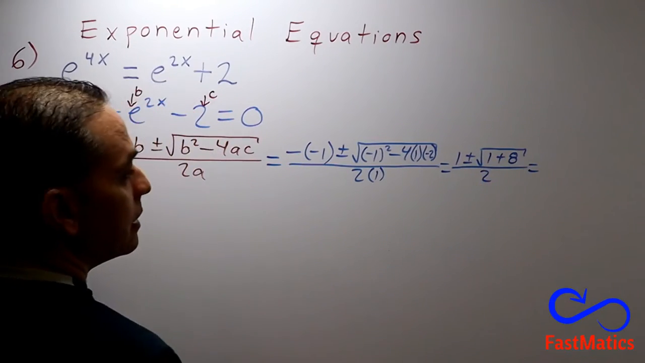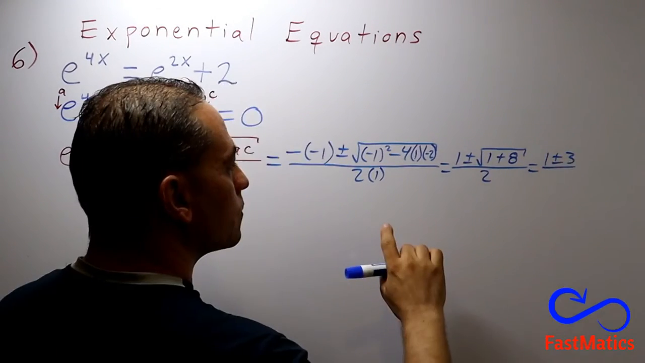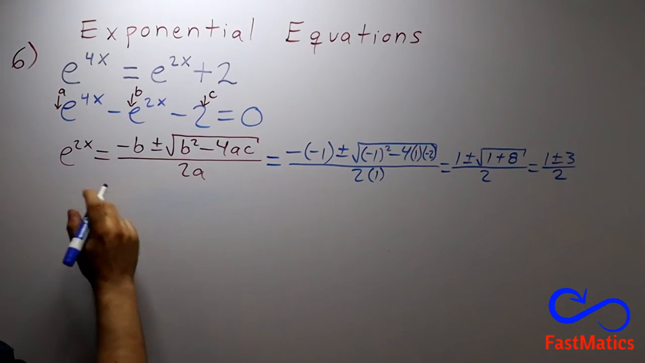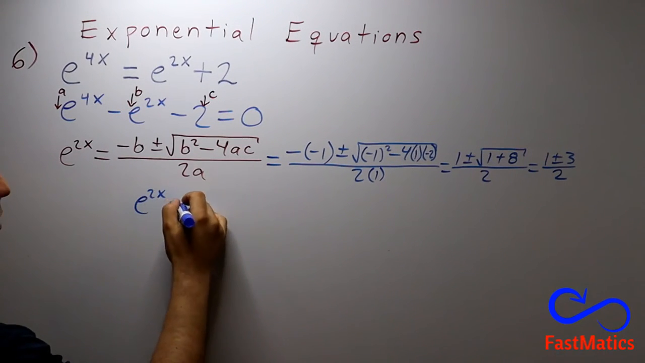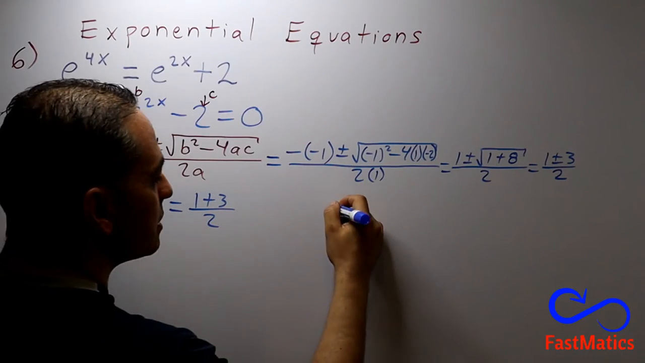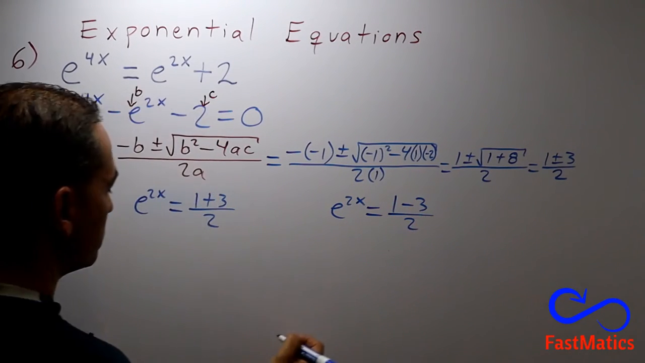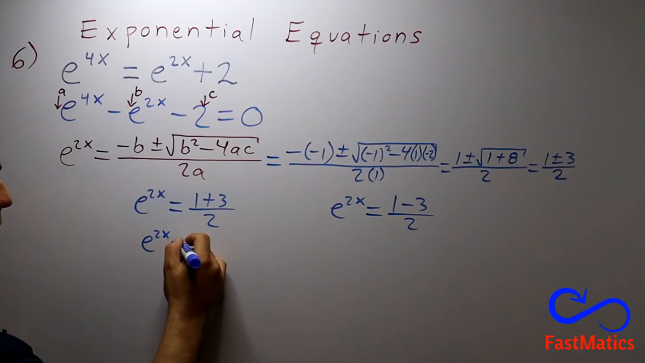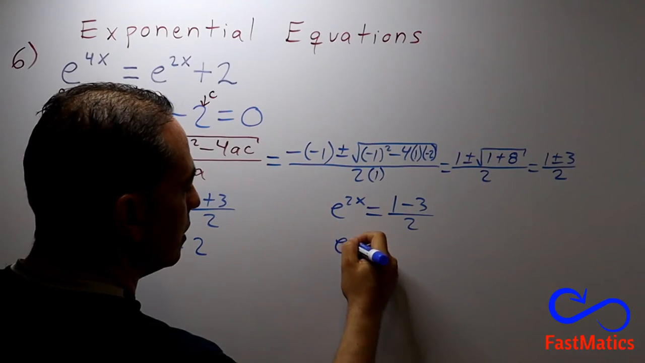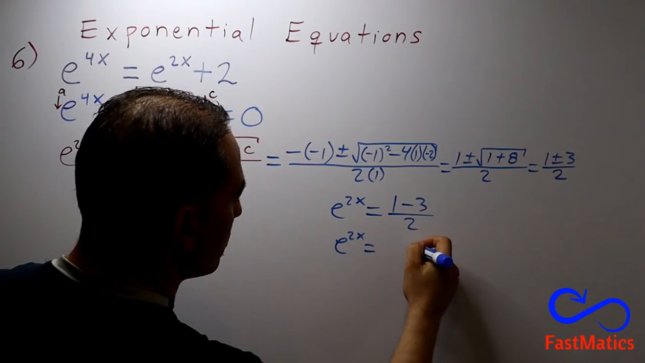Finally, the square root of 1 plus 8, 9 is 3, divided by 2. And now I will have two possibilities. E to the power of 2x will be equal to 1 plus 3 divided by 2. And another possibility, e to the power of 2x will be equal to 1 minus 3 divided by 2. Then e to the power of 2x will be equal to 1 plus 3, 4 divided by 2, 2. And here, e to the power of 2x will be equal to 1 minus 3 is negative 2 divided by 2 is negative 1.